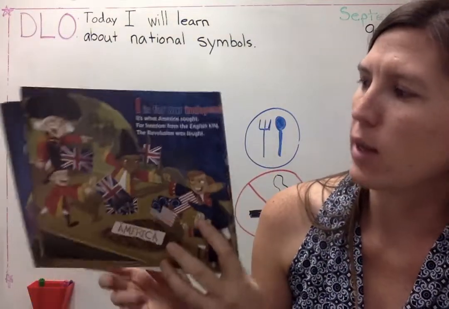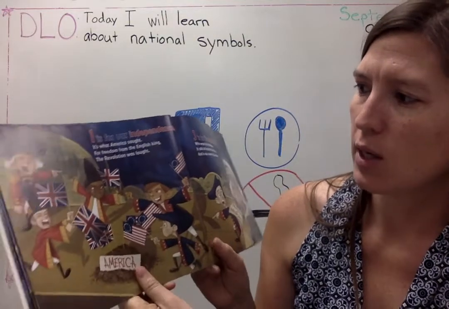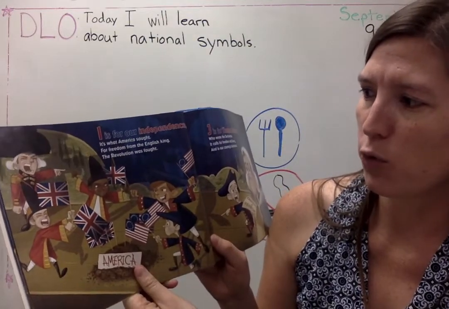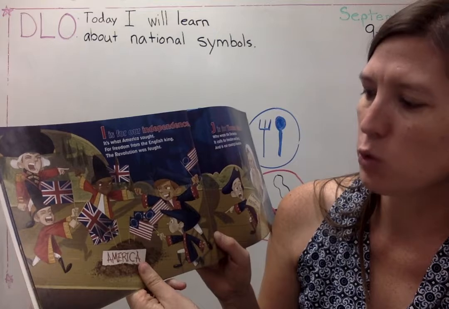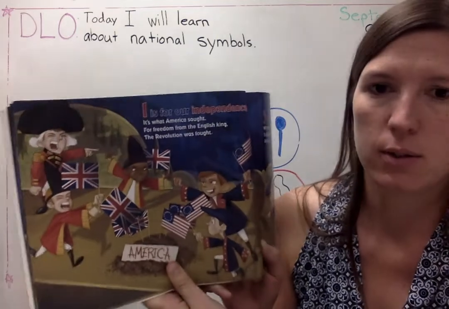I is for our independence. It's what America sought. For freedom from the English king, the revolution was fought.